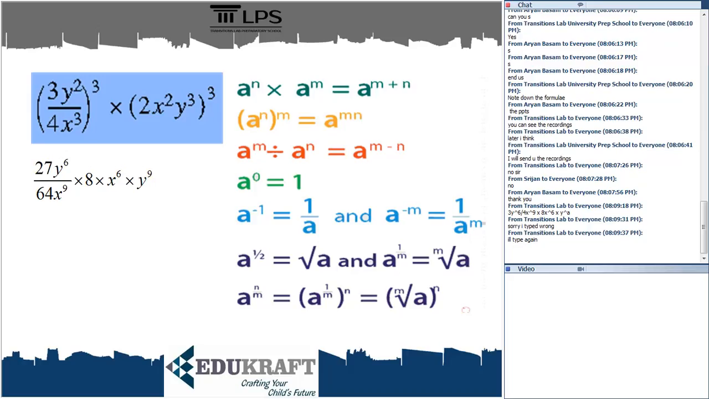In the next step, I'm going to take all the numbers together and separate the variables. So 27 into 8 upon 64 are all the numbers, and the variables are y raised to 6, which comes from here, x raised to 6 that comes from here, y raised to 9 that comes from here, and x raised to 9 that comes from here.